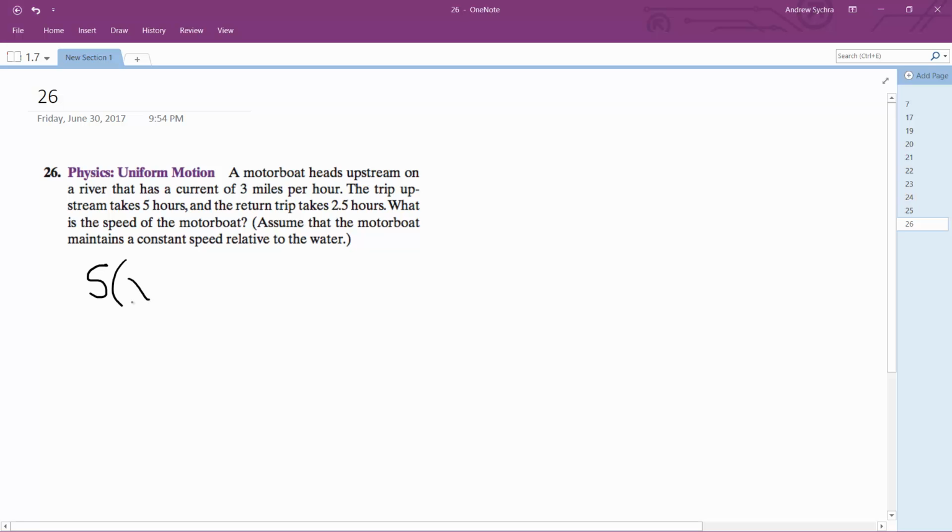So pretty much going upstream is going to be 5 hours, and then whatever the speed of our boat is, x, minus the current, which is 3 miles an hour, is going to be equal to 2.5 hours times x plus the stream, since it goes with it. So when you take those into account, they're equal to each other, and what I mean by that is the x equals each other when you have these bounds that are true.